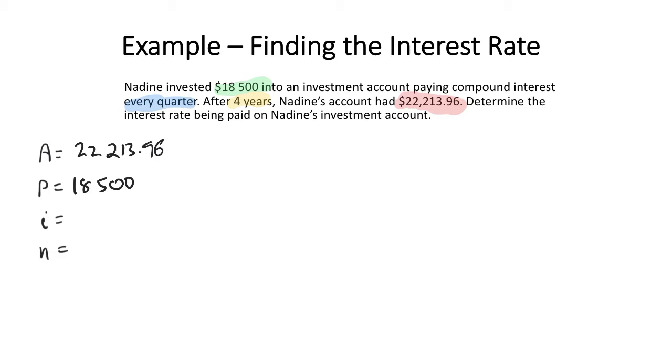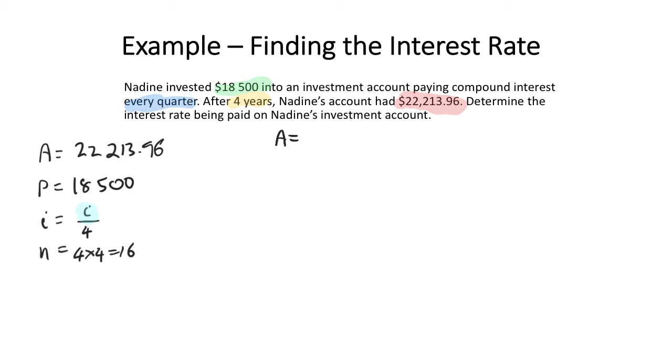The interest rate we don't know, but we do know that it is compounding every quarter. So whatever the interest rate is needs to be divided by 4. So we'll leave it as I over 4. And then our number of compounding periods, it's going to be 4 times 4 because it's compounding 4 times per year, which is 16 times over that 4 years. So we can see that we are trying to find out what our missing I is, our interest rate per annum. So to start working towards an answer, I'm going to start off by writing down my formula.